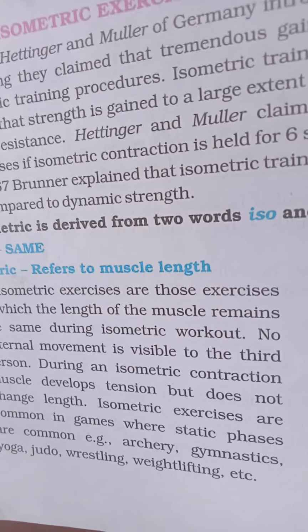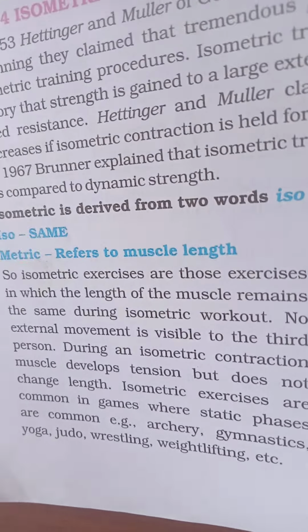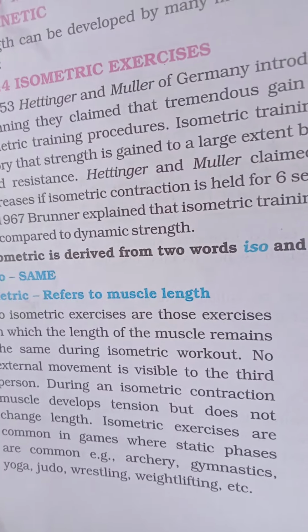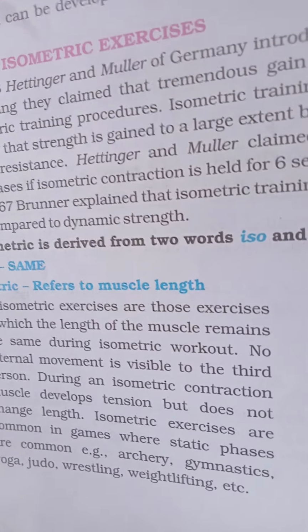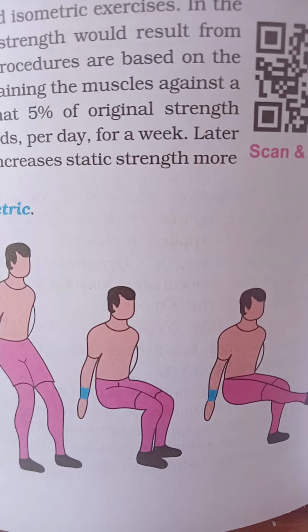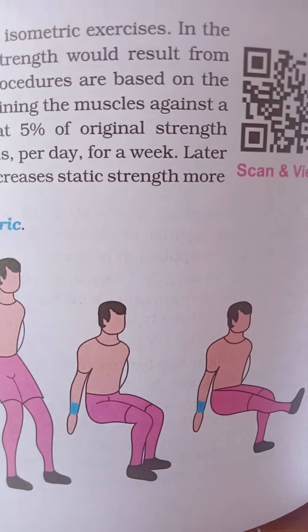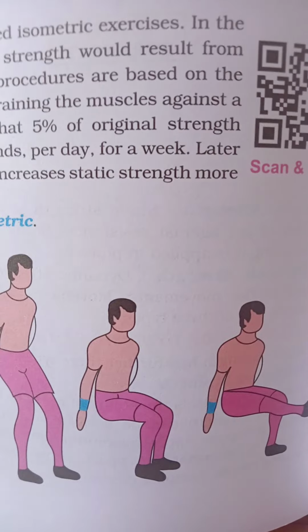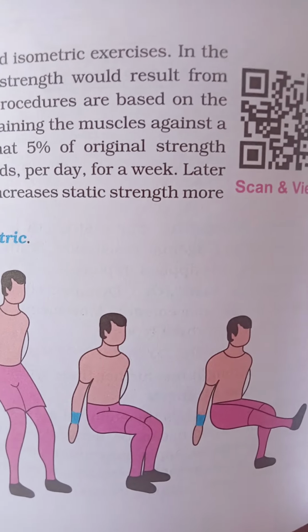Isometric exercises are common in games where static phases are common: archery, gymnastics, yoga, judo, wrestling, weightlifting. So these are the isometric, staying in the same place and then lifting, and you cannot see the effect that is happening externally. So this is isometric, that is static strength training.